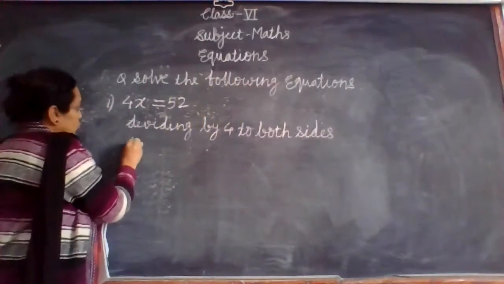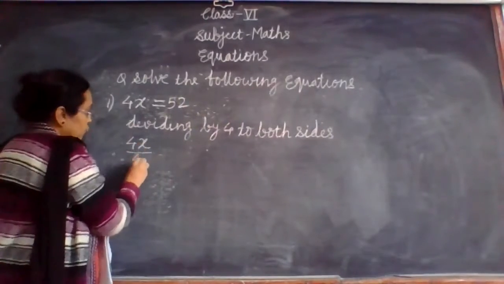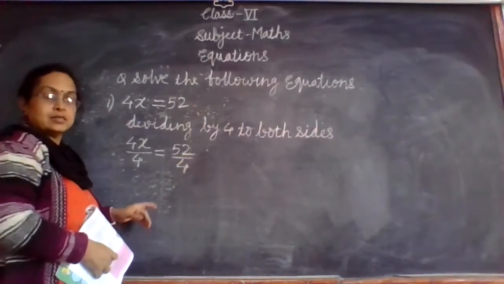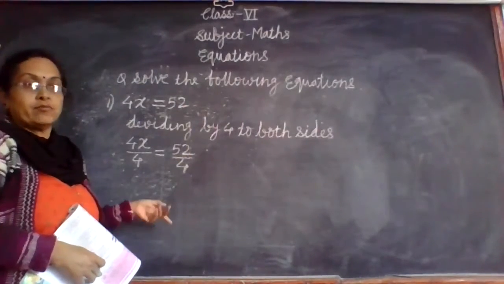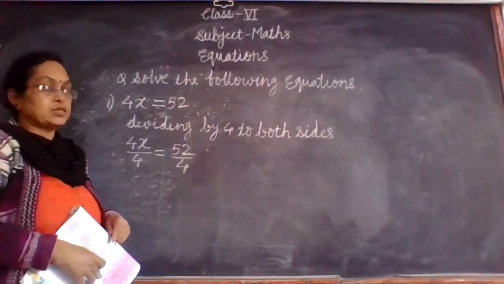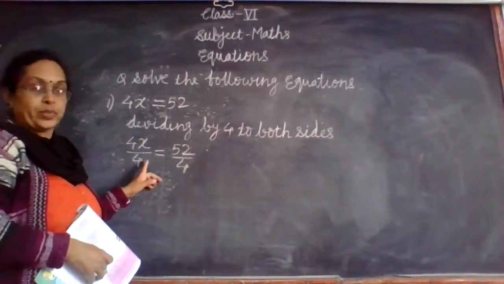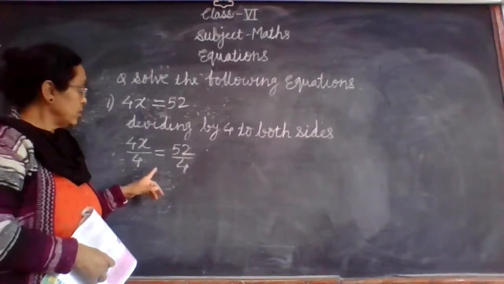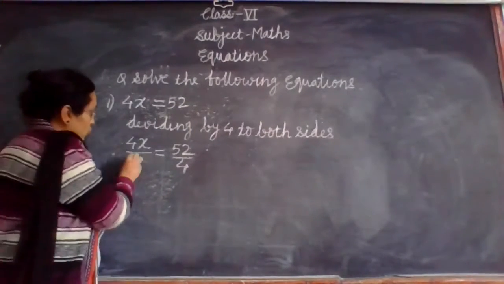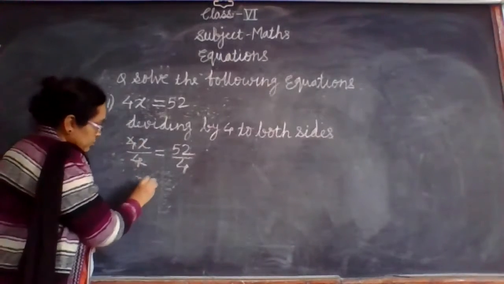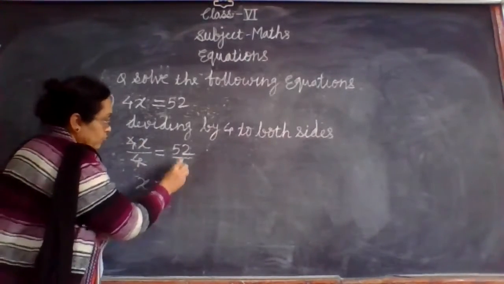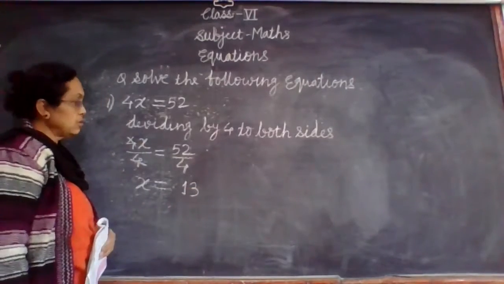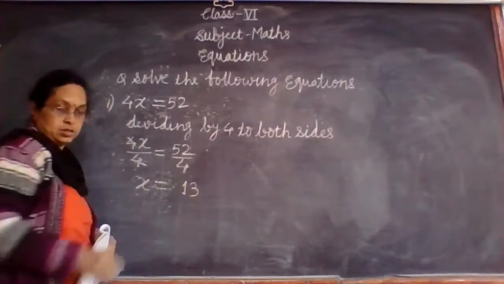So now 4x divided by 4, and here is also 52 divided by 4. In last class, I told you that whenever addition is there, we have to use subtraction, that opposite operation, and when multiplication is there, we are doing division to exclude that constant. So 4 and 4 get cancelled. So x will be, 4 13s are 52, so x equal to 13. This is the solution for the equation.